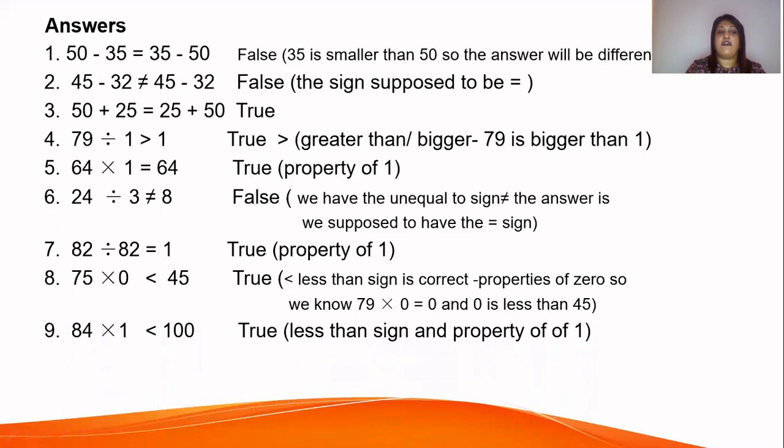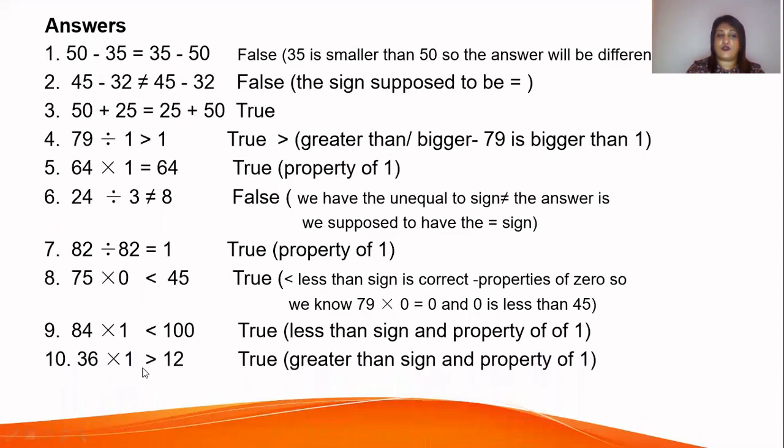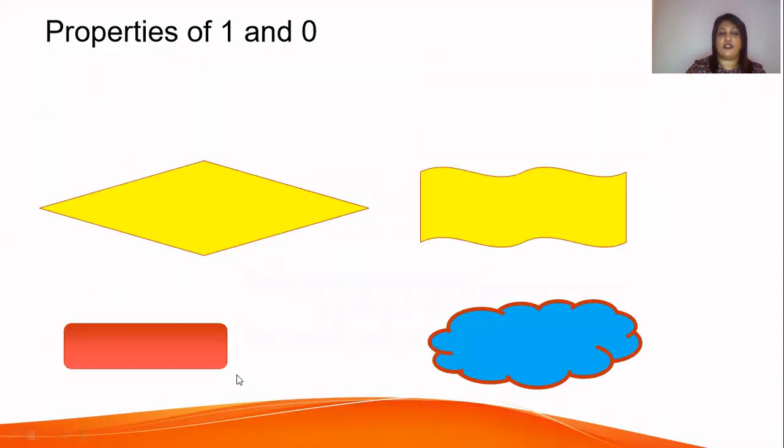Yes. And then we know it's less than 100. So 84 is less than 100. There's the less than sign here. So the answer is true. And the last one, 36 times 1 is equal to 36. And we know it is greater than 12. It's bigger than 12. So my answer is true again. So well done there if you've got all right.